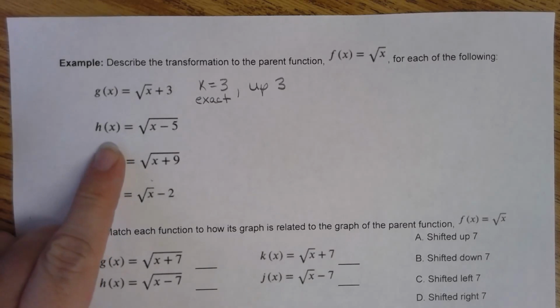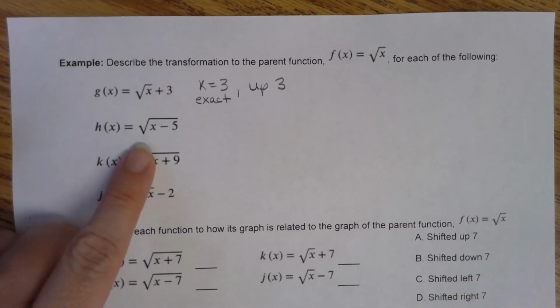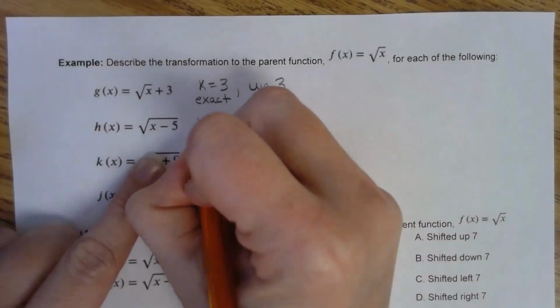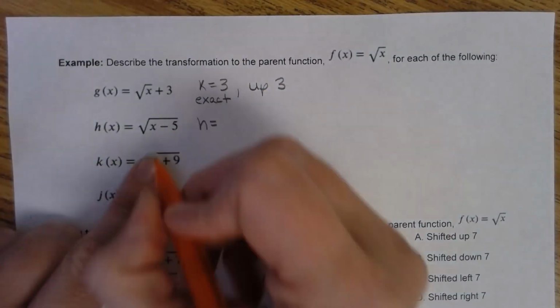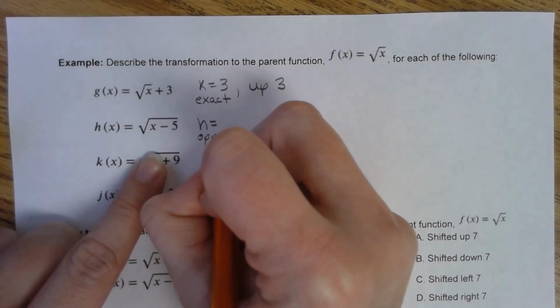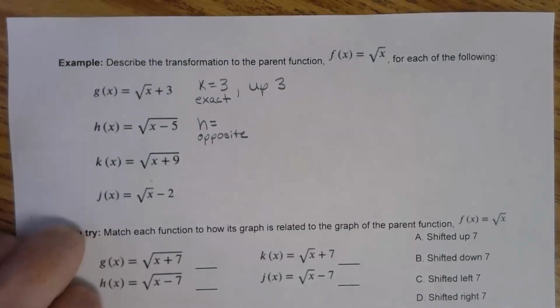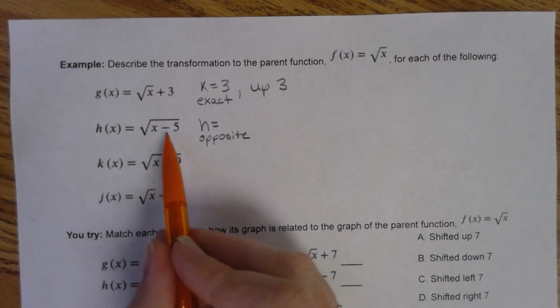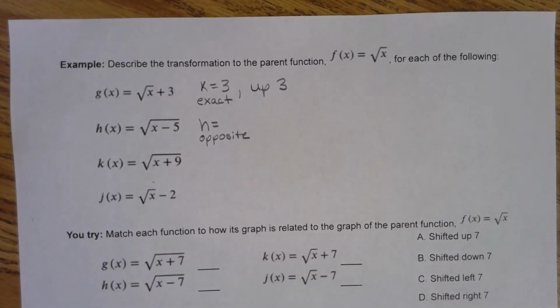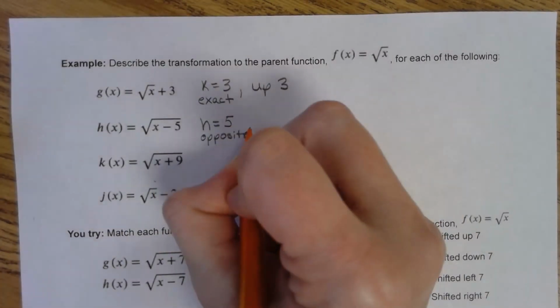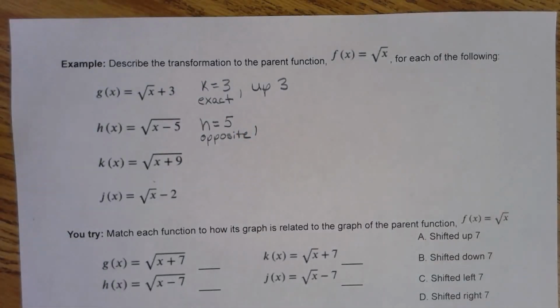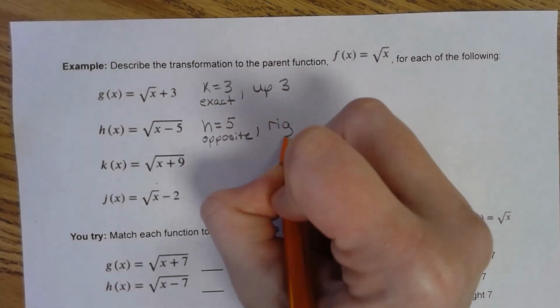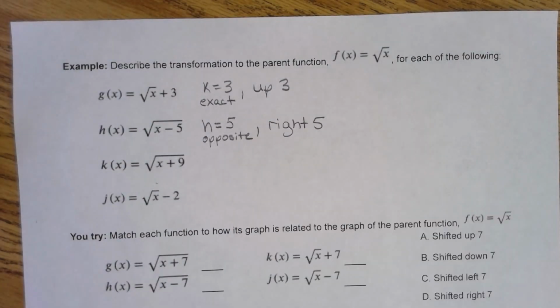In our next function, h of x equals the square root of x minus 5, this time we have an h value. When you're naming your h value, you're going to write down the opposite of what you see, because the transformation form is x minus h under that square root symbol. So because you see a minus sign, you're actually going to write down the opposite, positive 5. When that h is positive, it causes the graph to shift to the right. So we're going to see this go right 5.